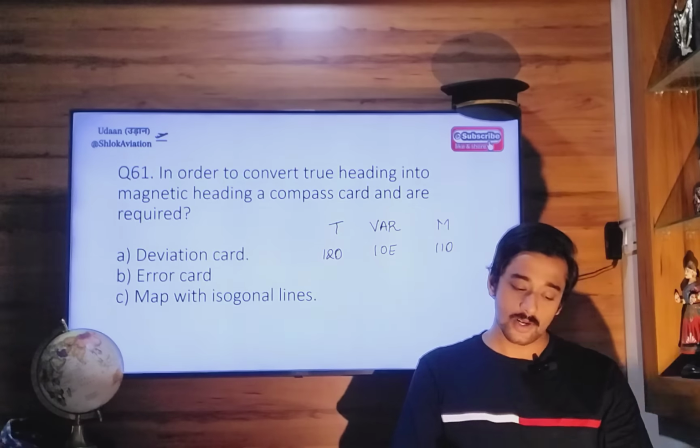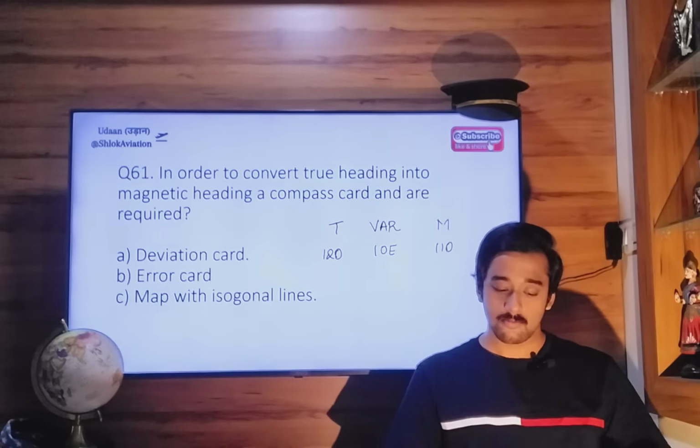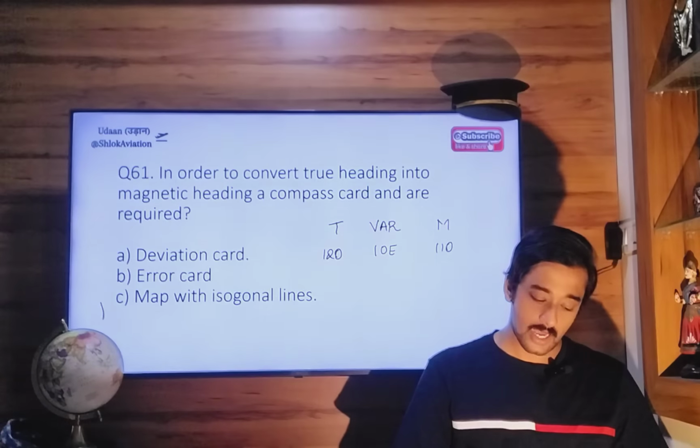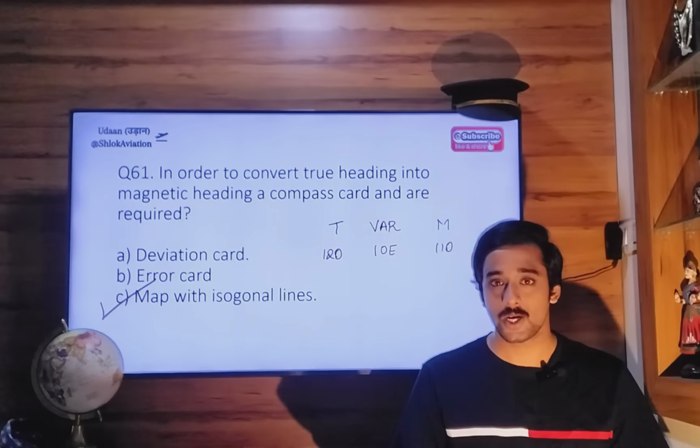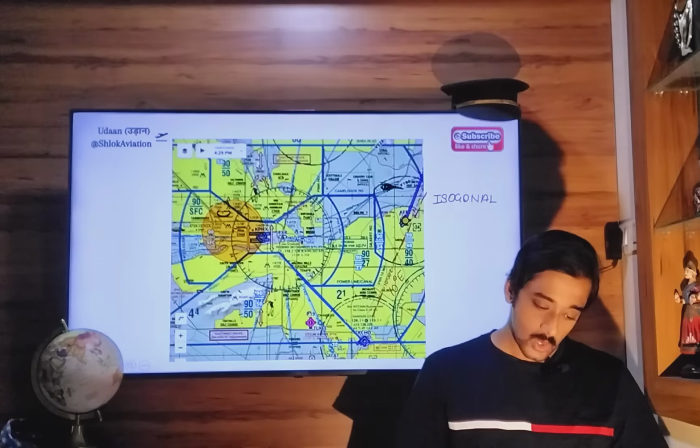So in order to convert true heading into compass heading, a compass card and a map with isogonal lines depicted will be required.